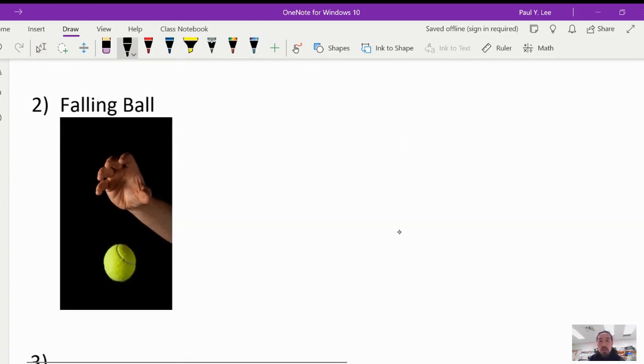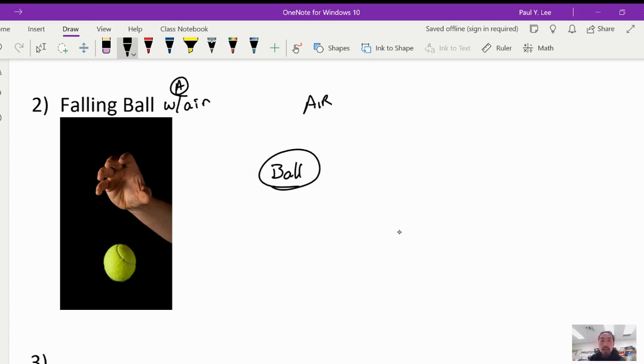So, I'm going to do two scenarios here. Let's do a falling ball with air first. We'll call this scenario A. Here we have the ball as my object. Because the ball is traveling through air, I'm going to write air there. And because we are here on Earth, I'm going to write the word Earth right here.